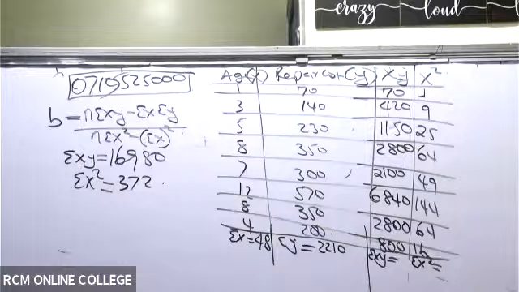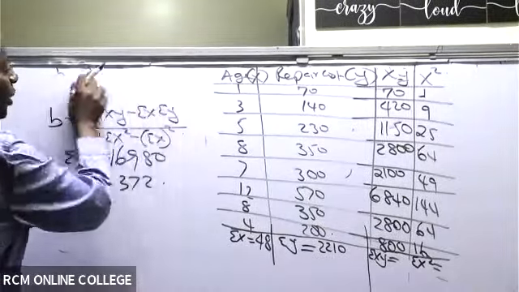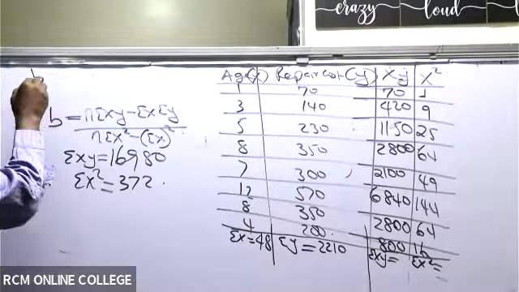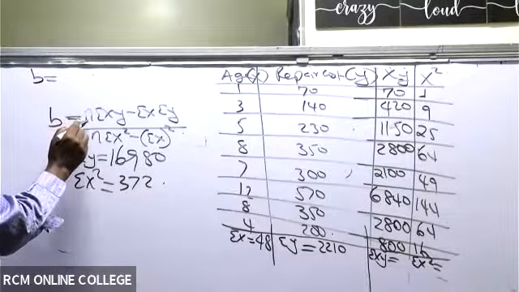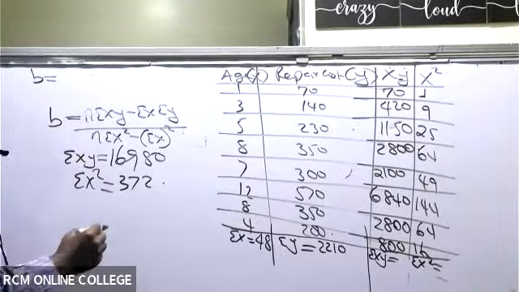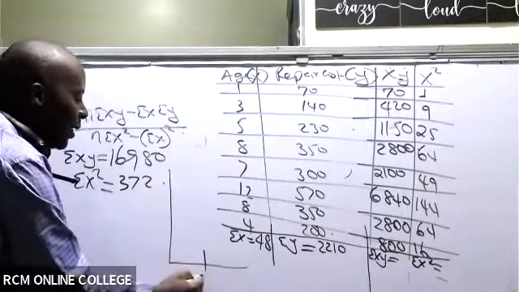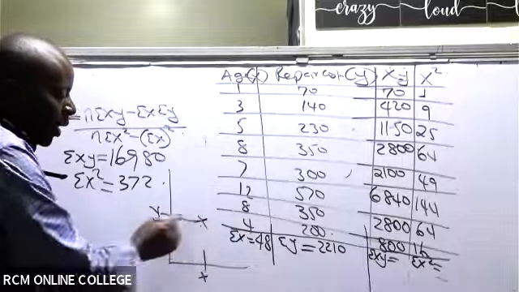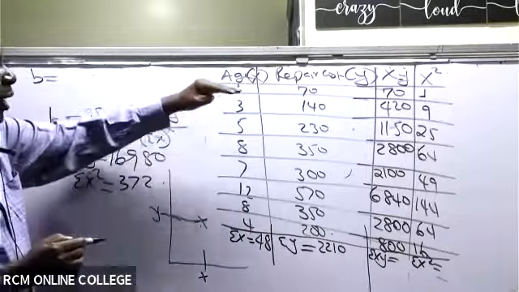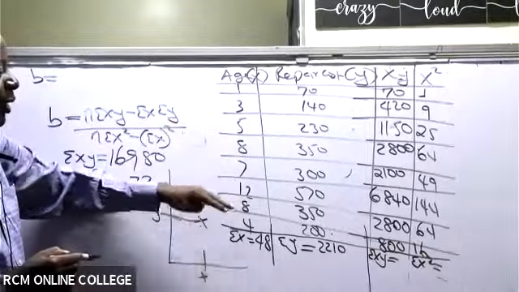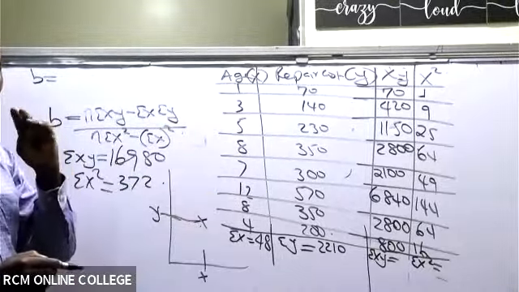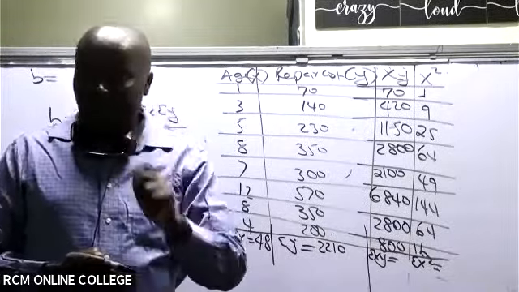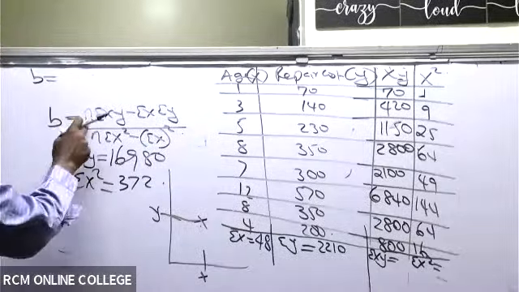So then please go ahead and do proper substitution here. Give me the value of b. So to get b, I have n, the number of data points. Remember, a data point on a Cartesian plane is normally defined by x and y coordinates. So this is 1, 2, 3, 4, 5, 6, 7, 8. So our n is 8.